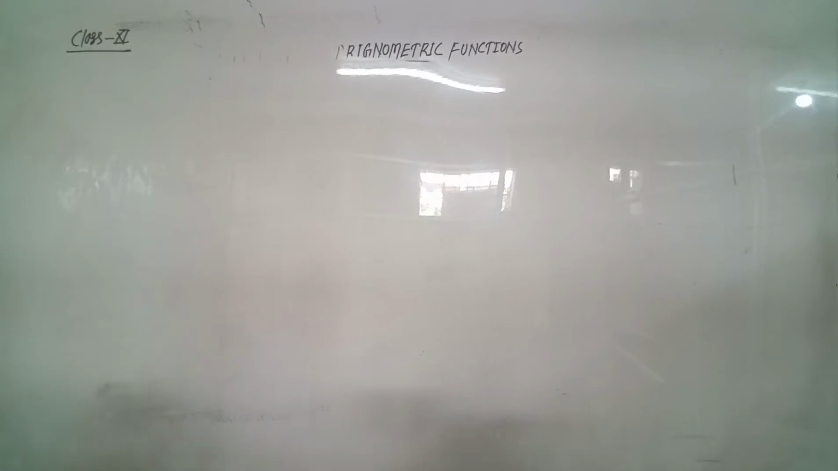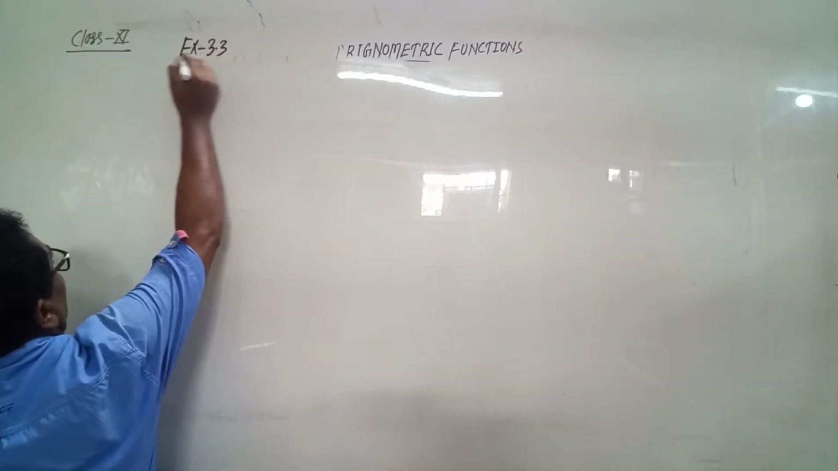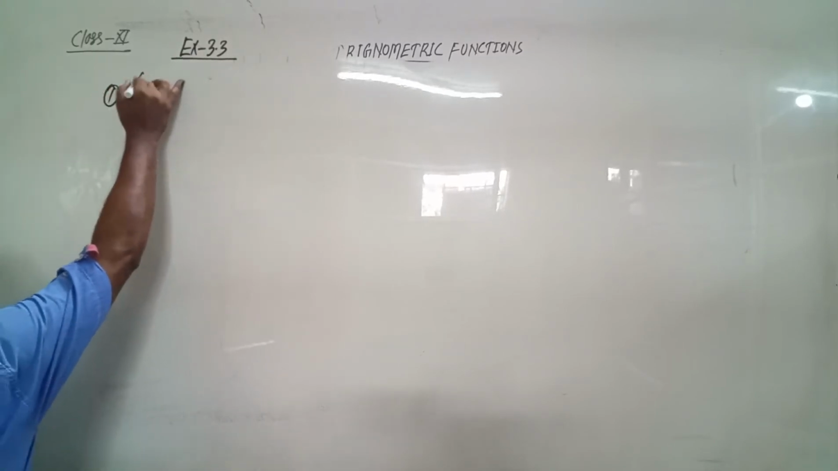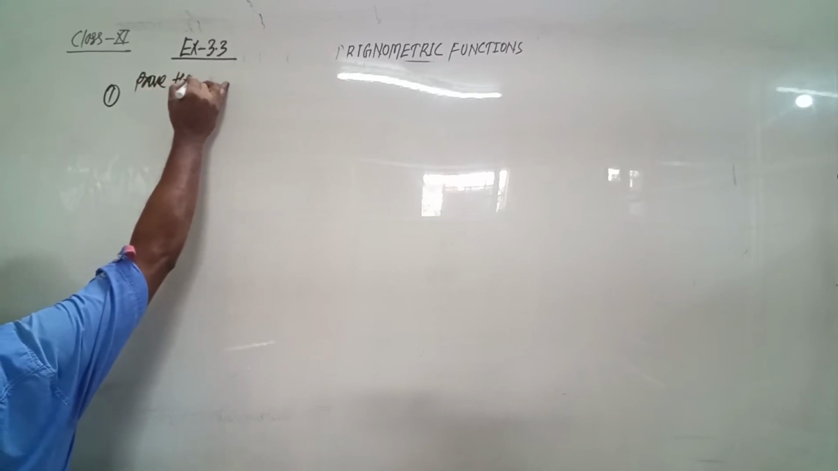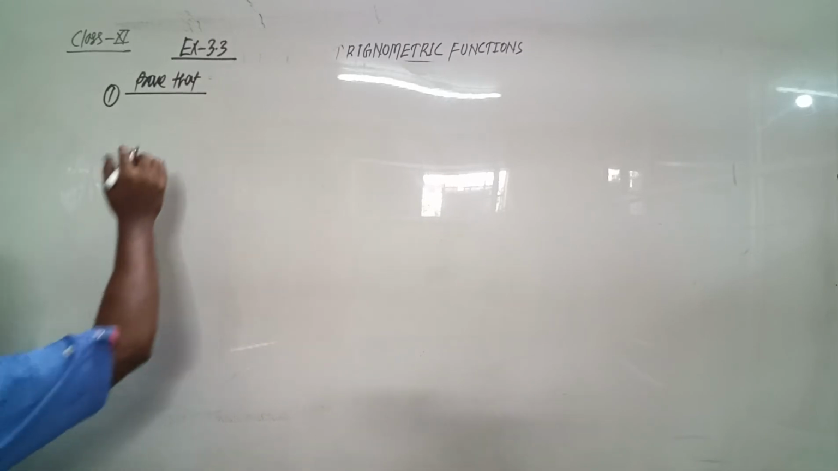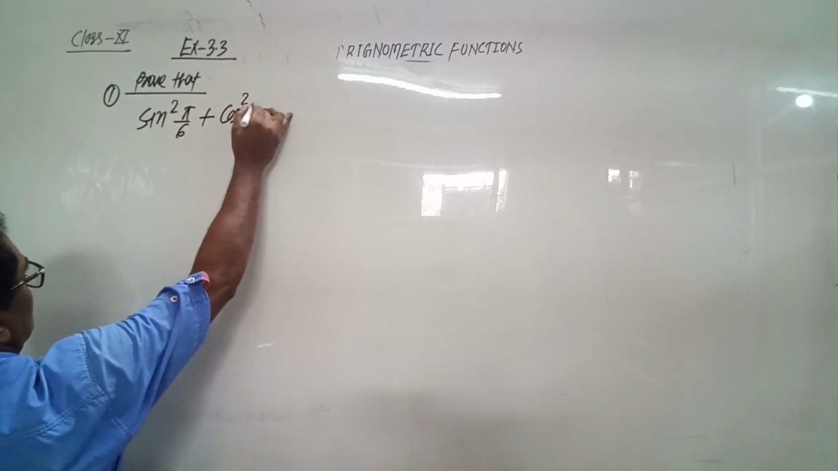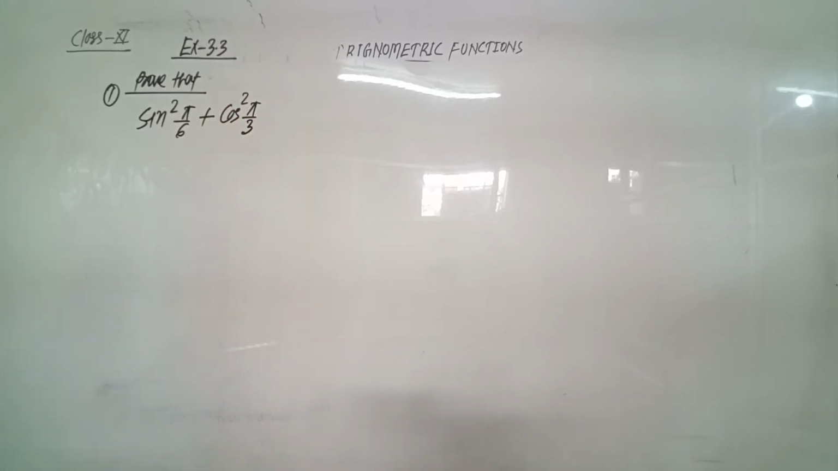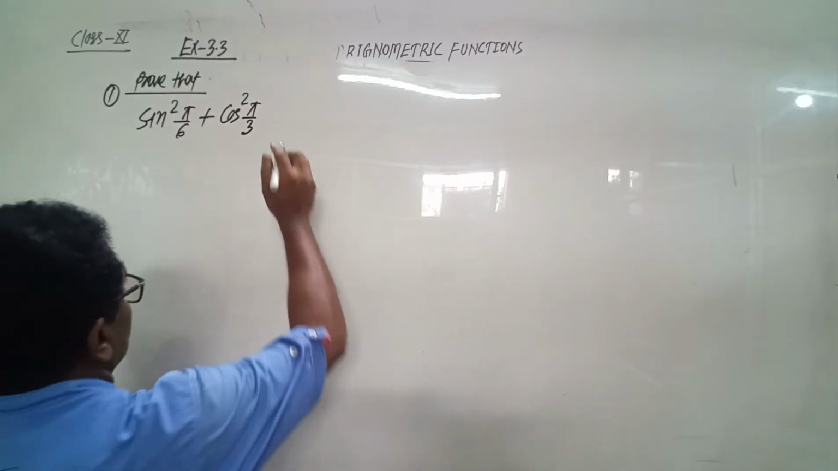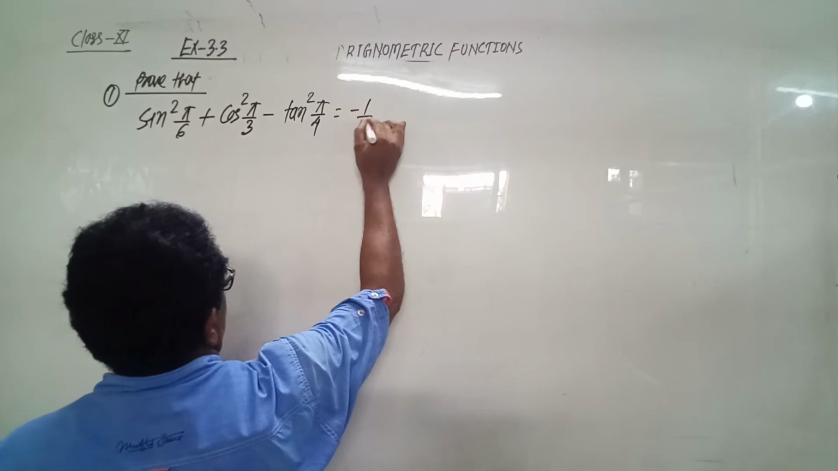Exercise 3.3. The first question is, prove that sin square pi by 6 plus cos square pi by 3 minus tan square pi by 4 is equal to minus 1 by 2.